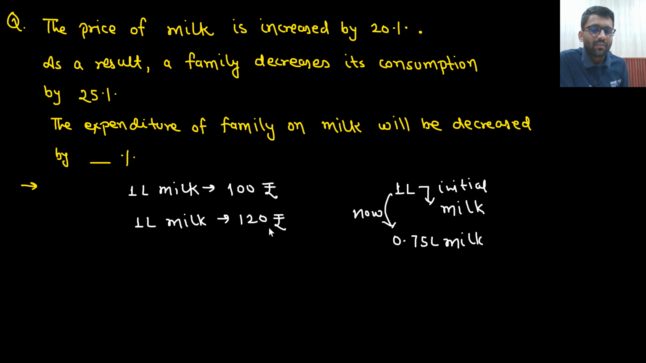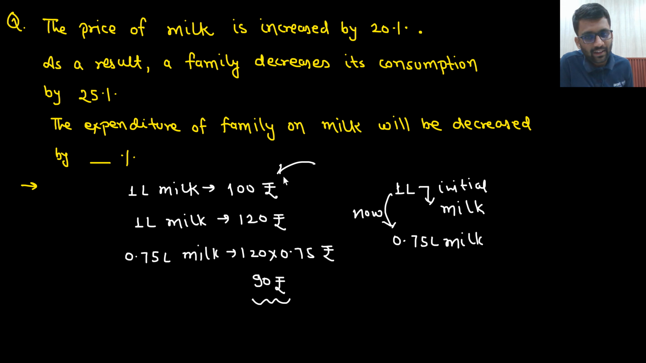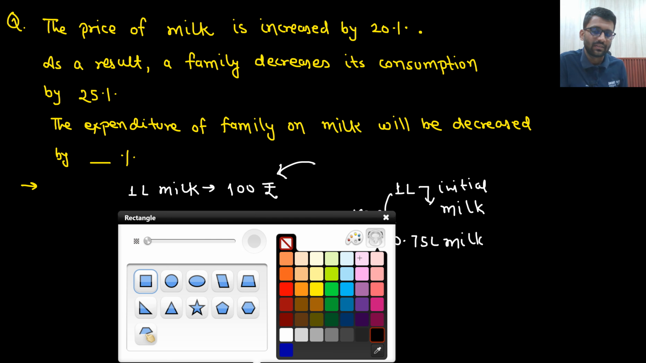So 1 liter milk was 120 rupees. Now 0.75 liter milk will be what? 120 into 0.75, that would be 120 into 3 by 4, which is 90 rupees. So this much milk is costing them 90 rupees. Initially they were spending 100 rupees and now they are spending 90 rupees. So how much did they reduce? 10%. This is the answer.